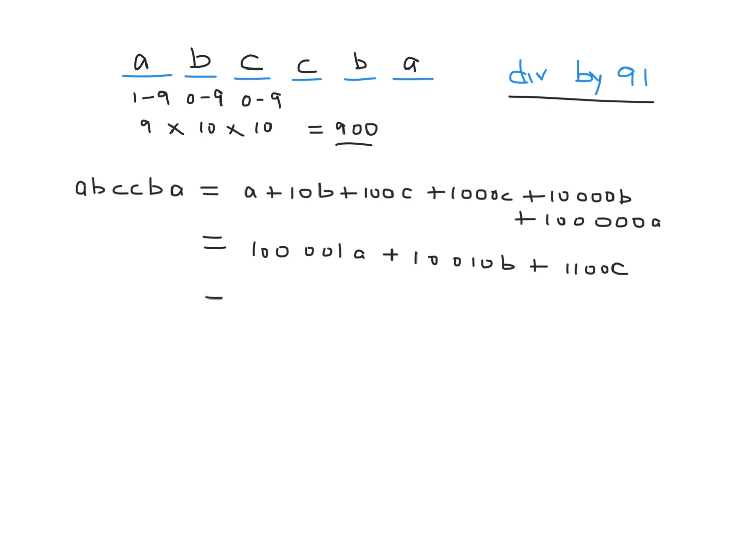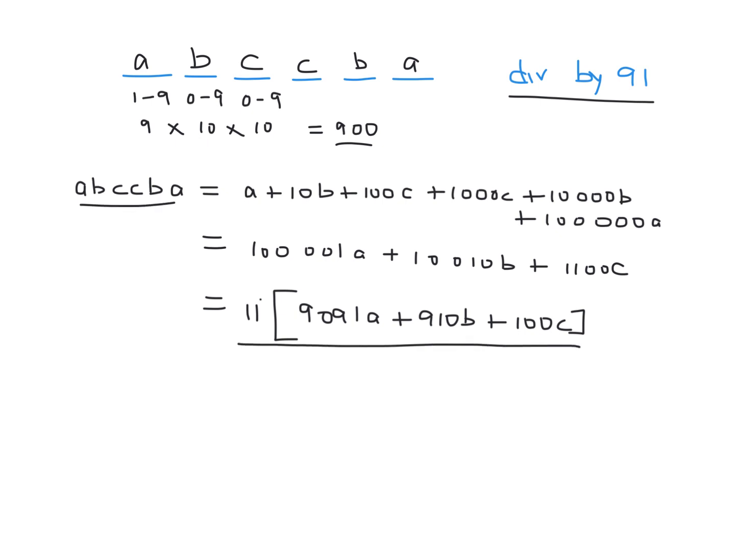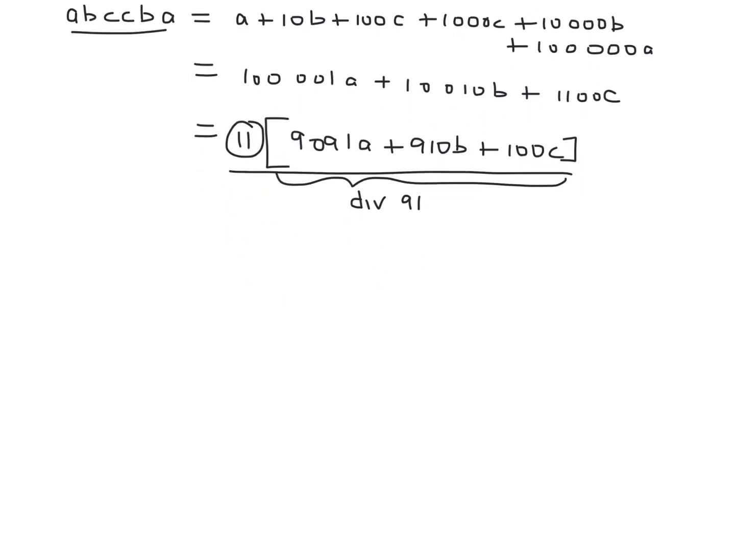Yeah. And then these all have 11 as a common divisor. So I factor out the 11. I get 9091A plus 910B plus 100C. Okay. So if this is divisible by 91, this whole thing has to be divisible by 91. But 11 is not divisible by 91, so this must be divisible by 91. Okay, so that's what we have to concentrate on.